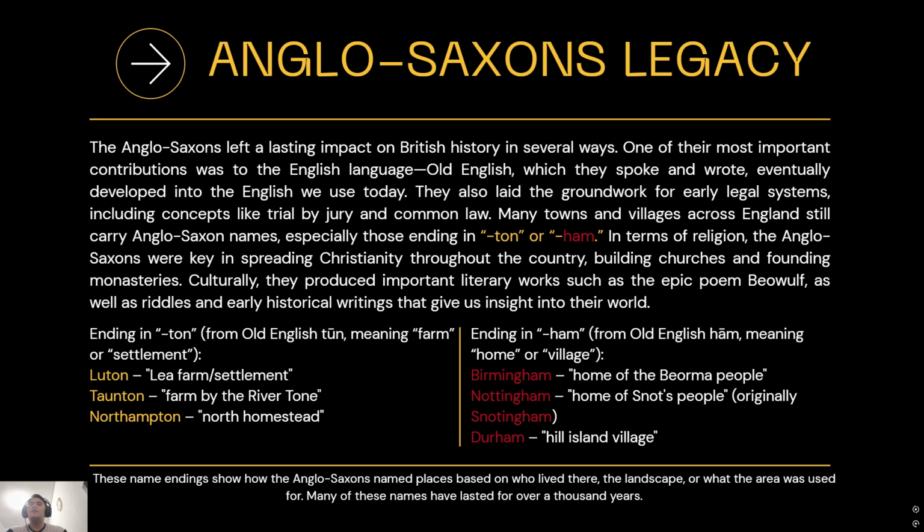These name endings show how the Anglo-Saxons named places based on who lived there, the landscape, or what the area was used for. Many of these names have lasted for over 1,000 years.